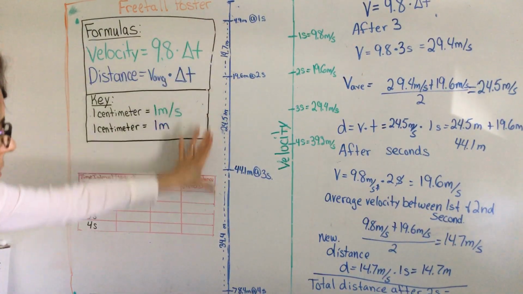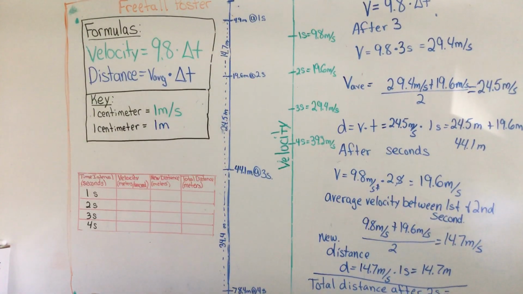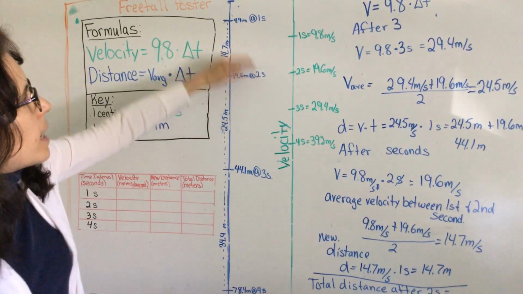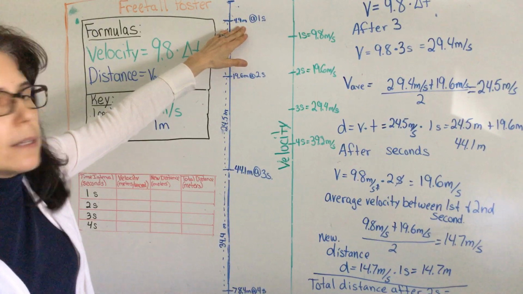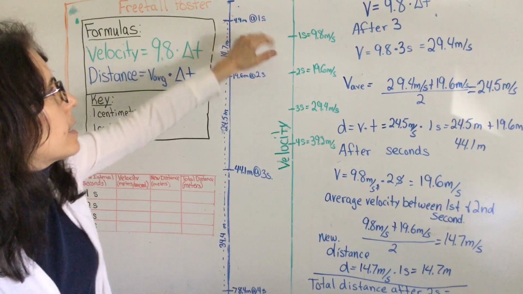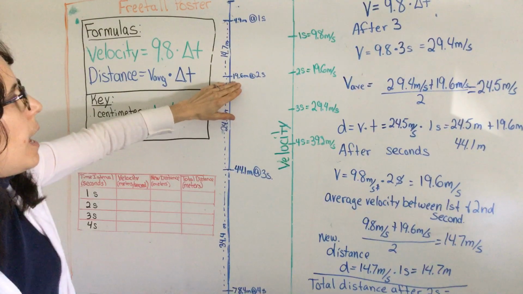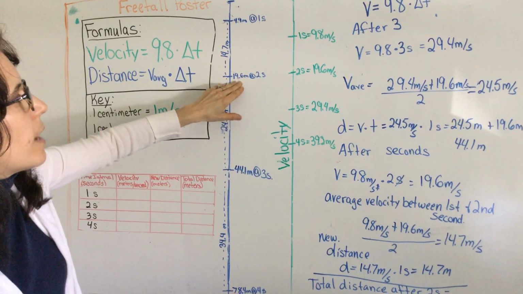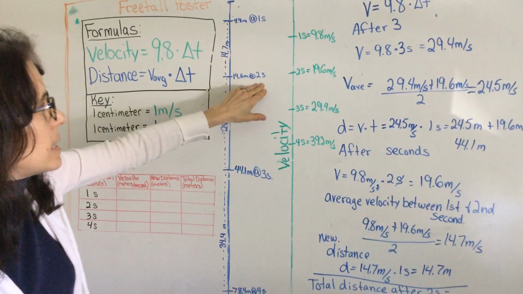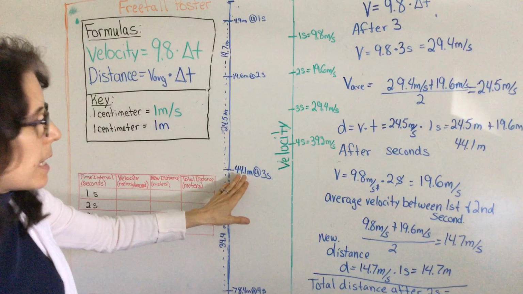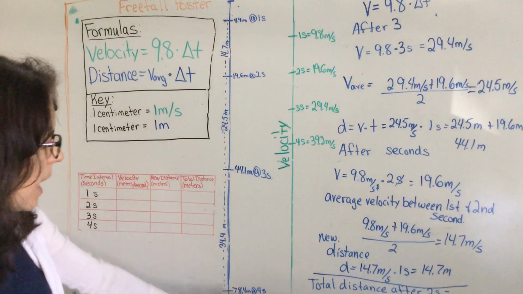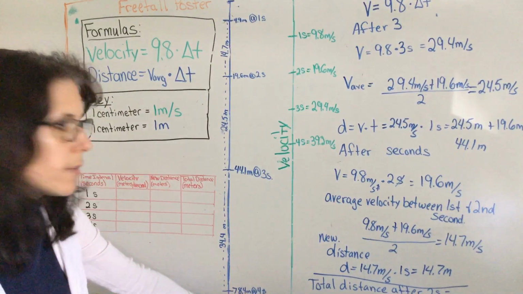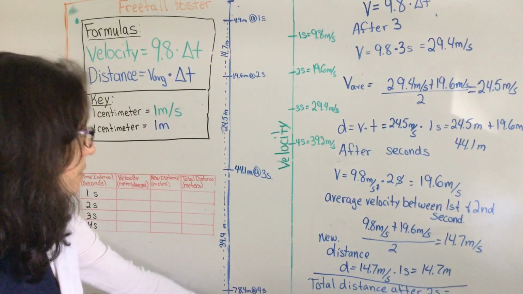you'll also have the distances written down. On the right you put your total distance, how far it falls altogether. At 1 second it fell 4.9. At 2 seconds it will have fallen a total of 19.6. At 3 seconds a total of 44.1 meters. At 4 seconds a total of 78.4 meters.